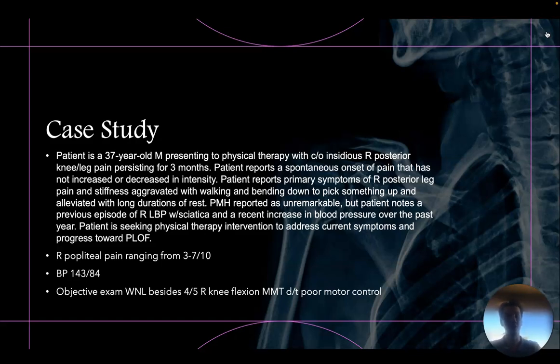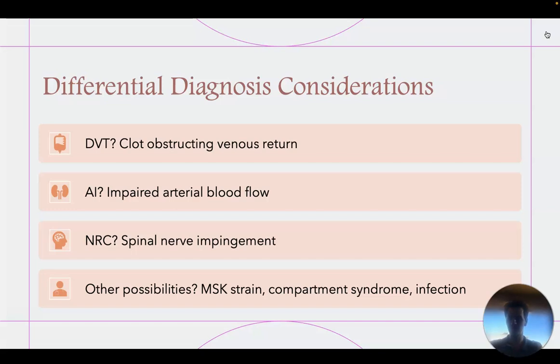Past medical history reported as unremarkable, but patient notes a previous episode of low back pain with sciatica and a recent increase in blood pressure over the past year. His blood pressure on day 1 was 143/84, which was in the same ballpark as what it was noted as on the referral to PT. And his pain ranges from 3 to 7 out of 10. Objective exam revealed no severe limitations, but there was a 4 to 5 MMT on right knee flexion due to poor motor control. Here are some considerations for each condition.